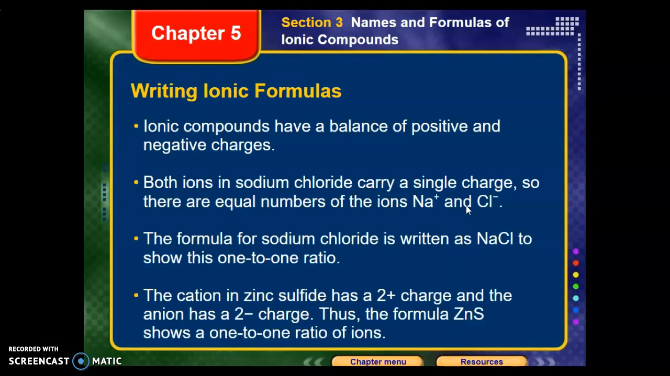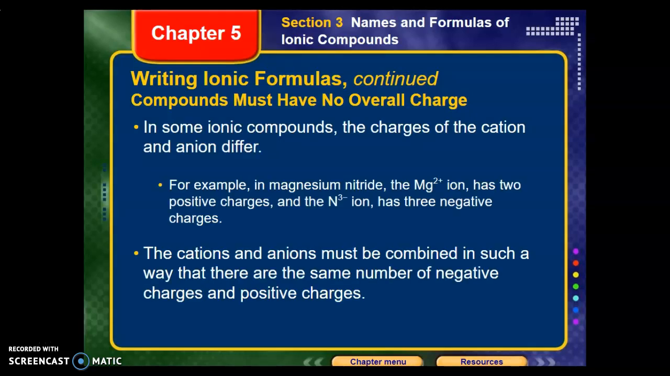Now, writing formulas, you have to have a balance of the positive and negative charges, right? So they have to add up to 0. That's the whole idea behind writing the formulas, is that the charges add up to 0. And so with sodium chloride, you would have a 1-to-1 ratio, right? You would also have a 1-to-1 ratio with zinc sulfide, right? Because zinc is +2, sulfide is -2, and then that's how you figure that out.